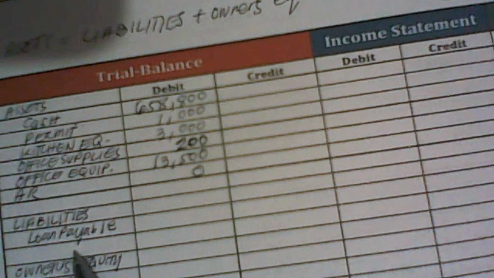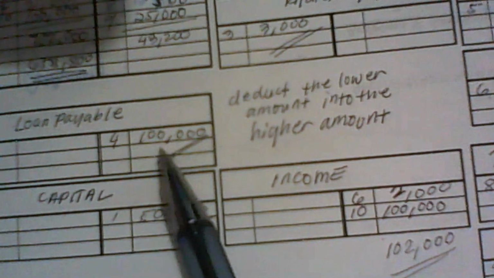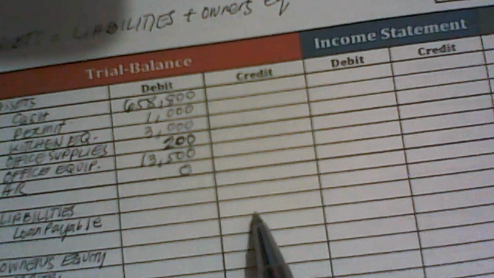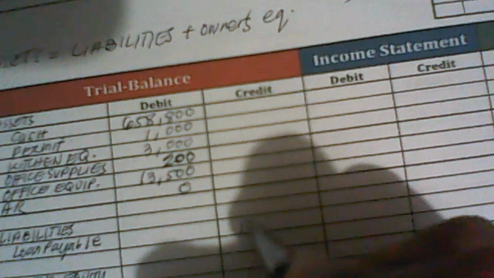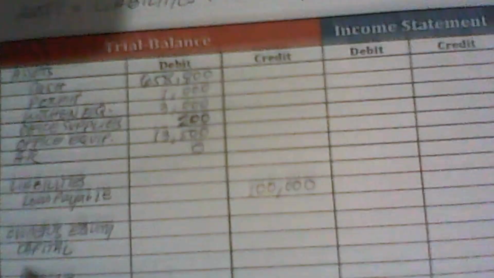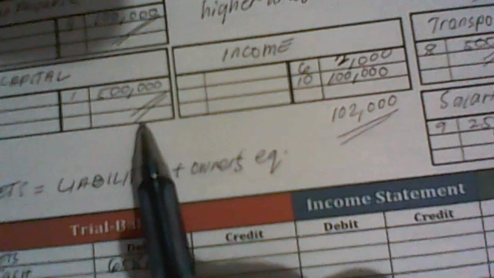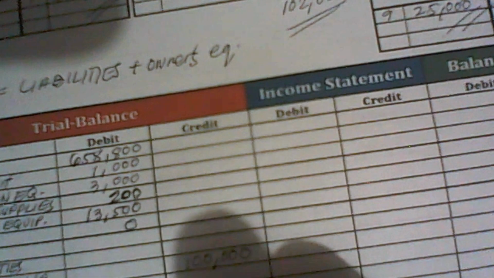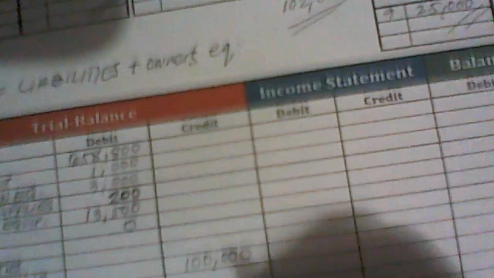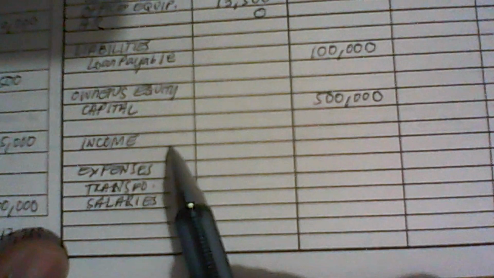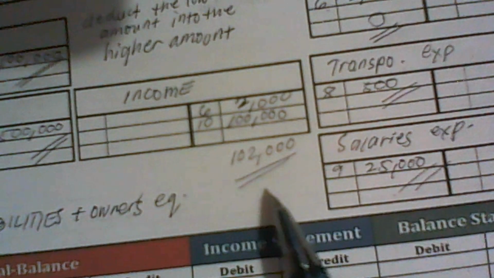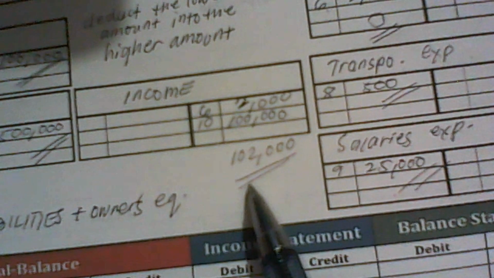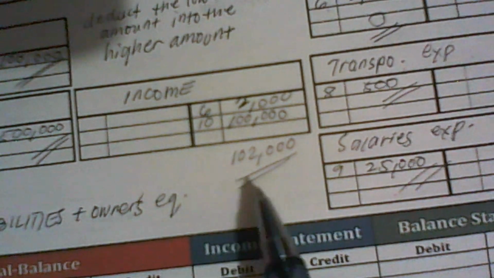So the loan payable here is at the credit side. So we need to put that at the credit side. Loan payable, credit side. And the owner's equity, the capital, is at the credit side, 500,000. So we need to put that at the credit side. Income. So income is at the credit side, and the total amount of the income is 102,000. So we need to credit that.